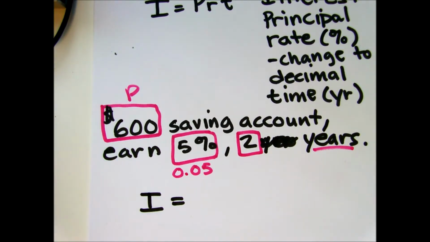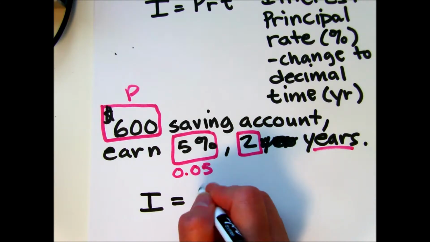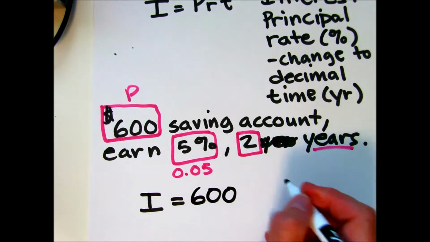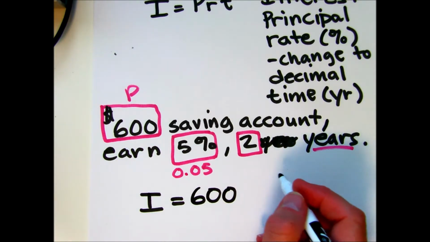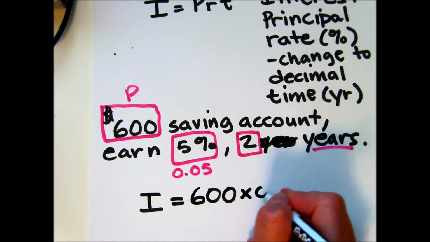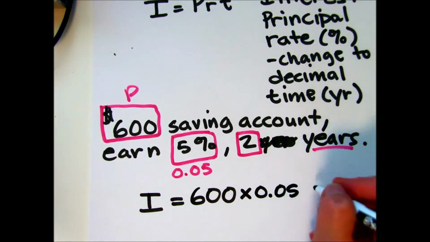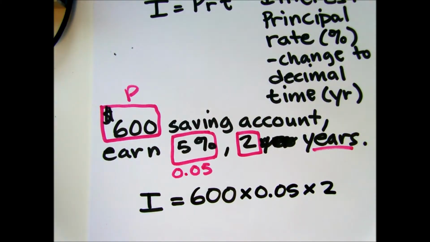First, let's figure out the interest. Now, the principal, I said, was $600. The rate is 5%, but we're going to change that to a decimal. So we're multiplying that 0.05 to 600, and the time is 2 years. So all we're going to do is multiply those three numbers to get the total interest for the 2 years.